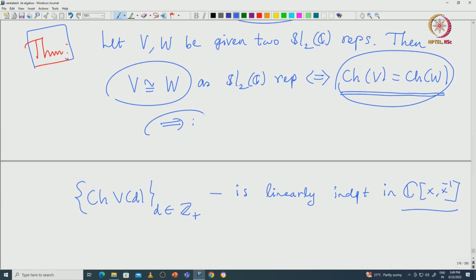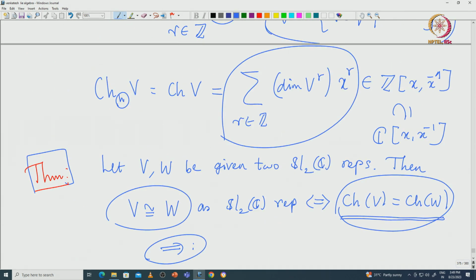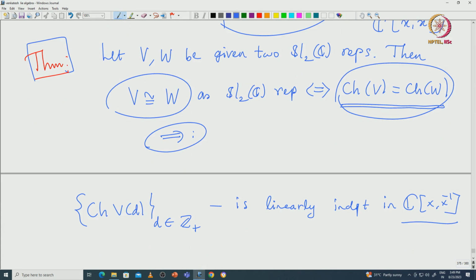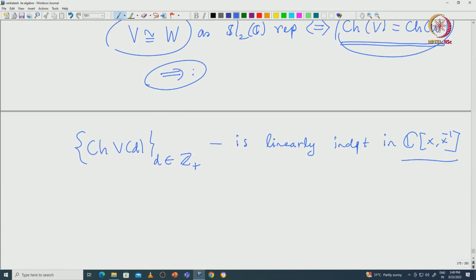So, one way is obvious. The forward direction: if V is isomorphic to W, then that would imply that the dimension of V gamma and the dimension of W gamma are all the same for all gamma in Z. So, that proves that the character of V must be the same as the character of W. But for the other direction, you assume for the time being that the characters of VD are linearly independent.